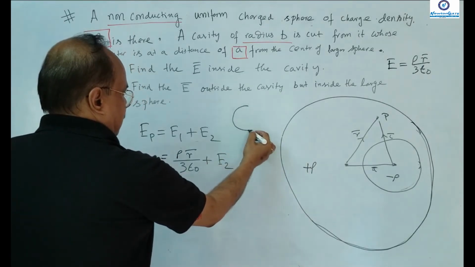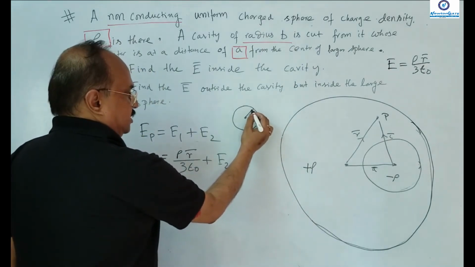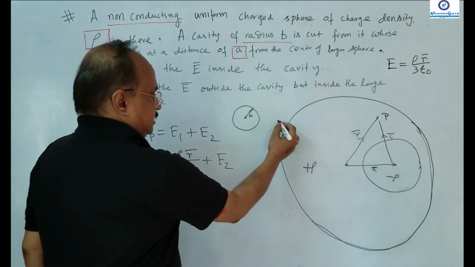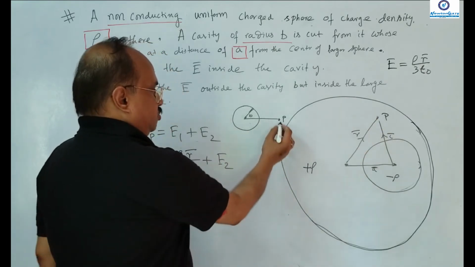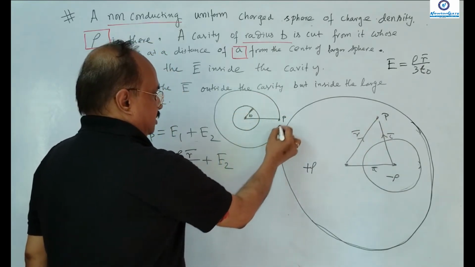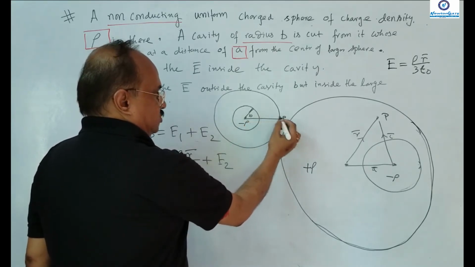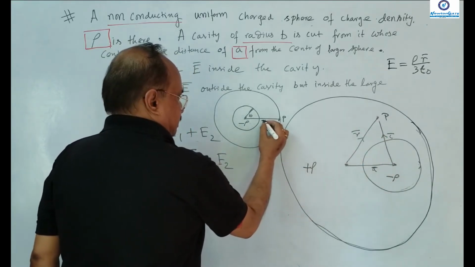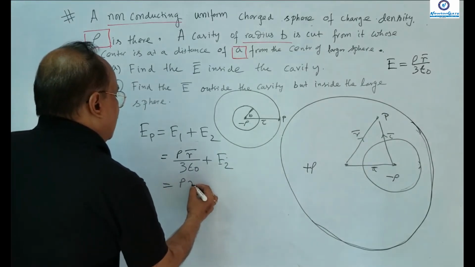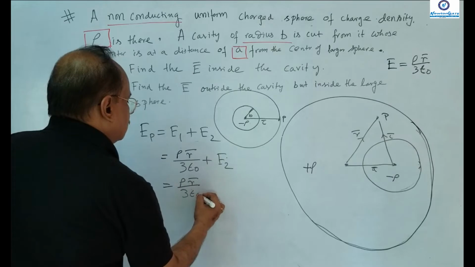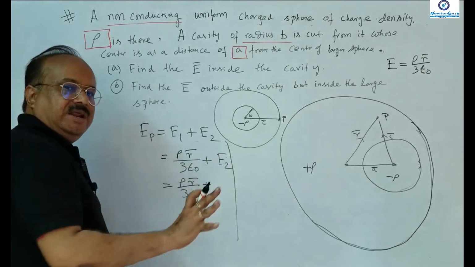Think if this is our charged sphere, of volume charge, this radius is b, and this distance, think this is our point P. To get the electric field at this point P, what do I have to do? I have to pass a Gaussian surface through this point P, and this has a negative charge density, and this distance I am taking as t. Think it. So in place of E, I can write rho R divided by 3 epsilon naught plus E2. Let us find out E2.